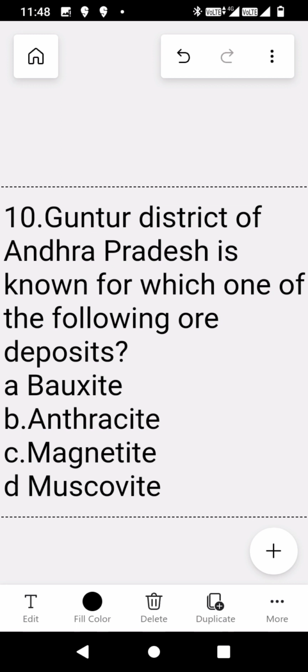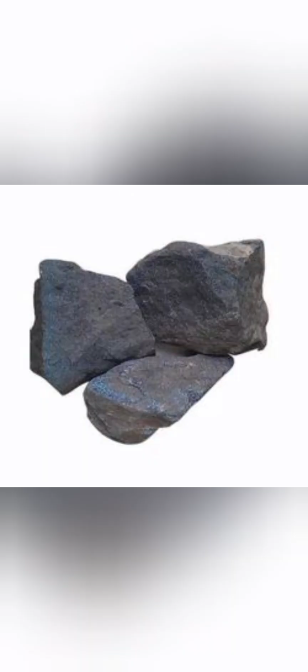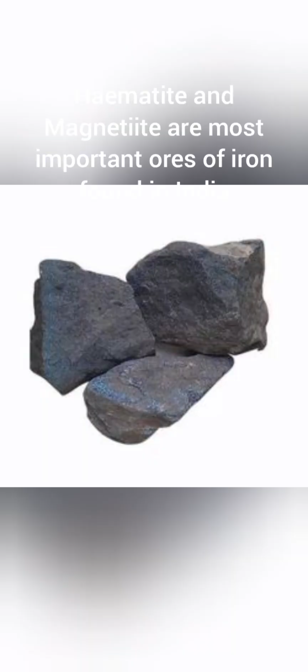The 10th question is, Guntur district of Andhra Pradesh is known for which one of the following ore deposits? A. Bauxite, B. Anthracite, C. Magnetite, and D. Muscovite. And the correct answer is C. Magnetite.